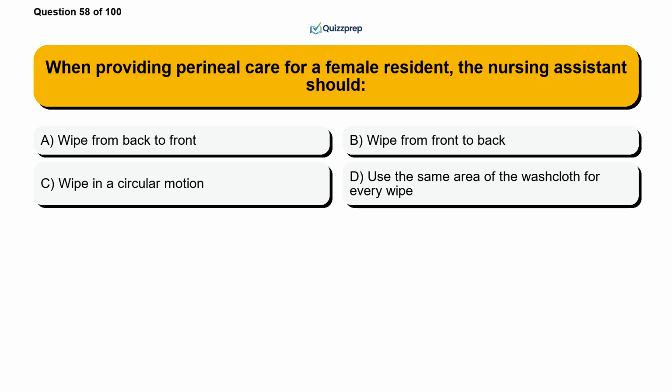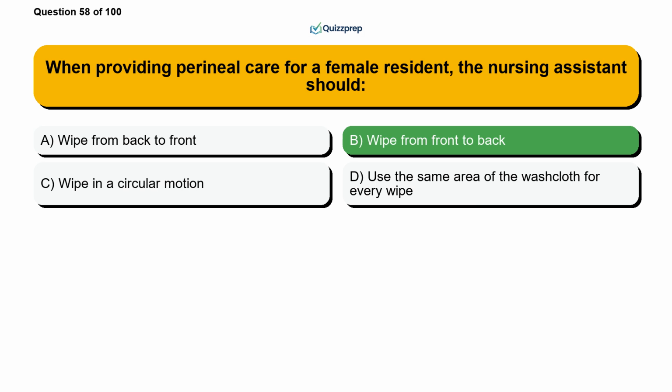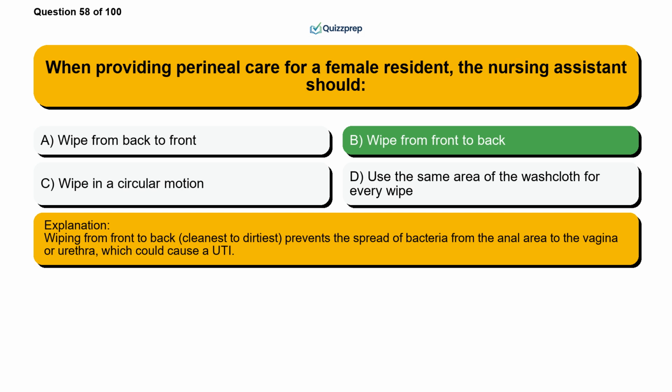Question 58. When providing perineal care for a female resident, the nursing assistant should: Option A, wipe from back to front. Option B, wipe from front to back. Option C, wipe in a circular motion. Option D, use the same area of the washcloth for every wipe. The correct answer is option B, wipe from front to back. Wiping from front to back, cleanest to dirtiest, prevents the spread of bacteria from the anal area to the vagina or urethra, which could cause a UTI.